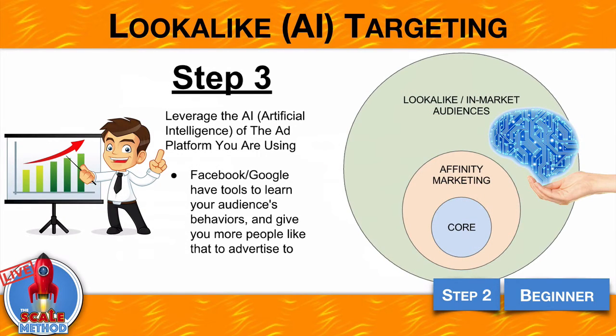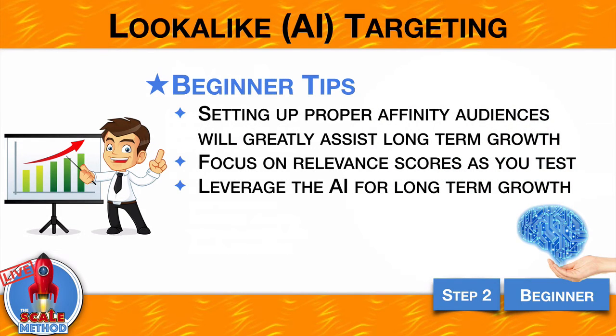See, step 3 is once we start targeting the right people, all these major ad platforms, they start to learn our audience's behavior, and they give you more people like that to advertise to. This is really where the scale starts to happen. So beginner tips with the AI. Setting up proper affinity audiences will greatly assist long-term growth. Now focus on relevance scores as you test, and leverage the artificial intelligence for long-term growth. This is really all about content. I'm going to show you that here in just a moment.